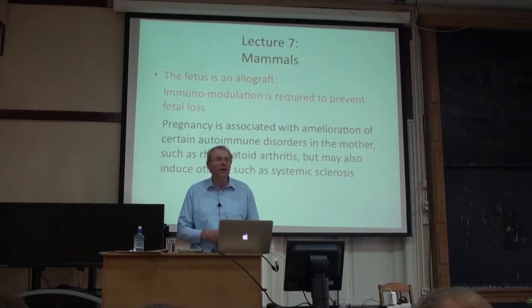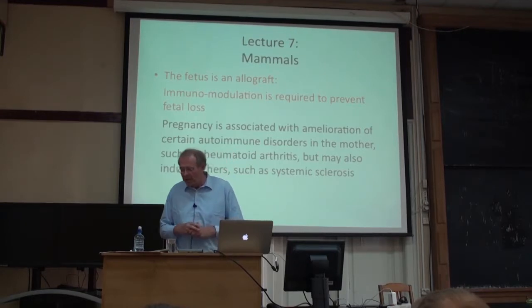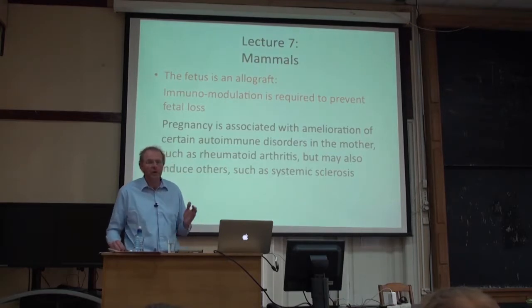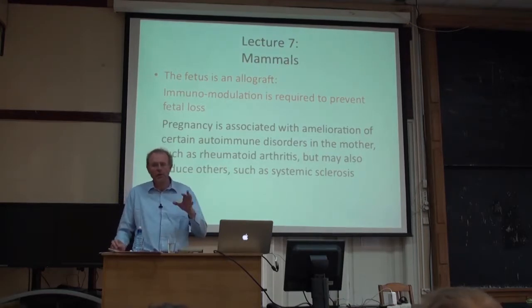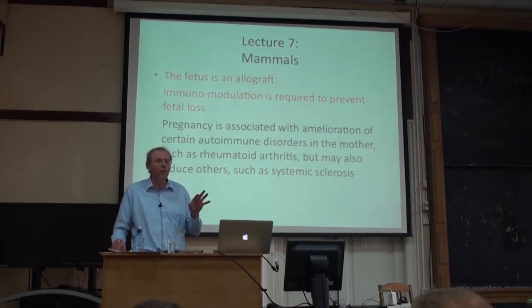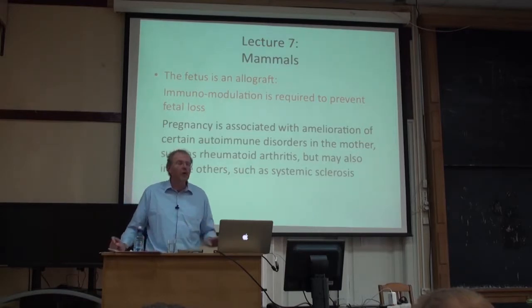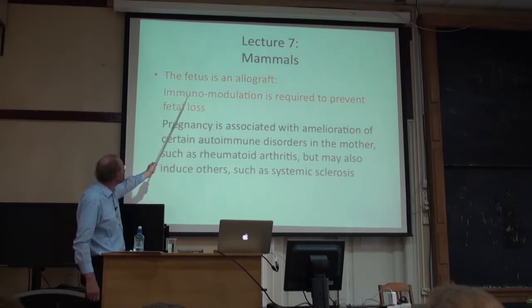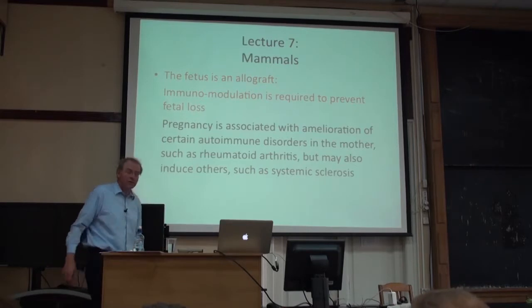So that means that pregnancy is associated with the problem to modulate immune responses, otherwise the mother would reject this allograft, that is the fetus, and pregnancy would be terminated. So that is a major problem, and that is a problem that the immune system of mammals has to deal with, and we can now begin to understand what kind of modifications mammals have incorporated into their immune system to deal with this particular problem. In more general terms, you could say, because this is an allograft, you have to immunomodulate your immune system to prevent fetal loss.